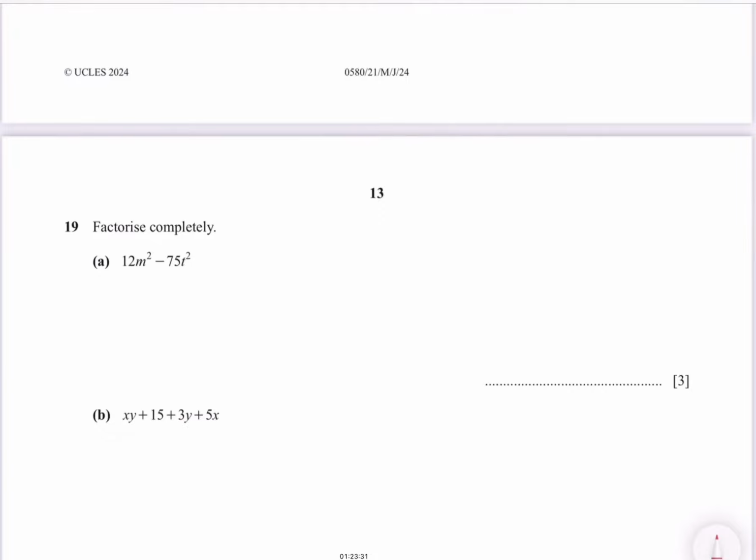Question number 19. Factorize completely. So take 3 common, so it becomes 4m squared minus 25t squared. So 4m squared is the square of 2m, and 25t squared is the square of 5t. So this is a squared minus b squared, which says a plus b times a minus b. So I can write 2m minus 5t, 2m plus 5t. So this would be our answer.